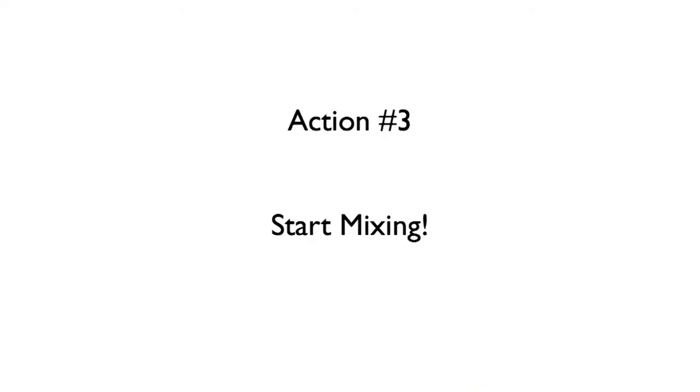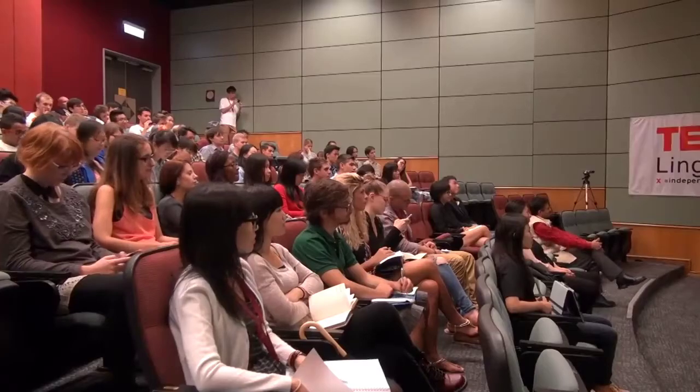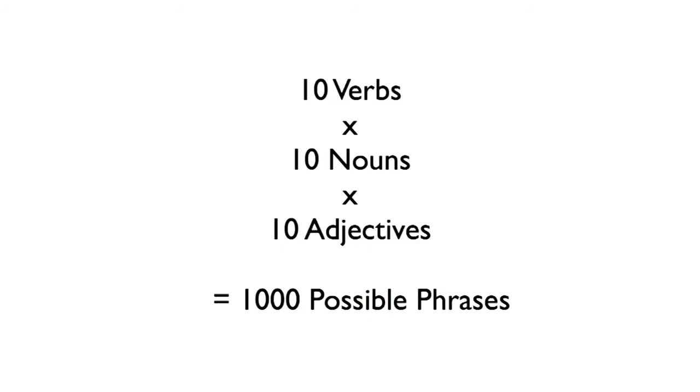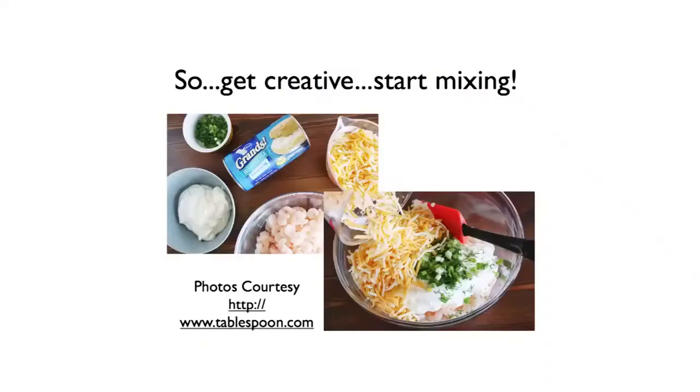The third action, start mixing. You probably have never thought of this, but if you've got 10 verbs, 10 nouns, and 10 adjectives, you can say 1,000 different things. Right? Language is a creative process. What do babies do? Okay, me, but, now. Okay, that's how they communicate. So start mixing, get creative, have fun with it. It doesn't have to be perfect, just has to work.